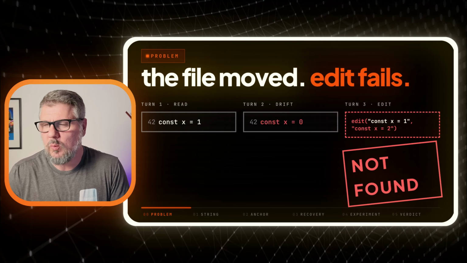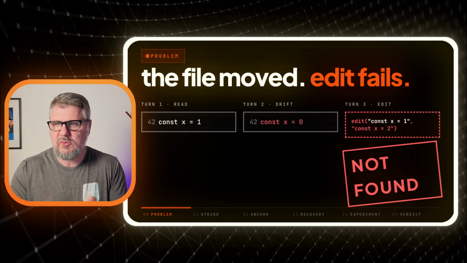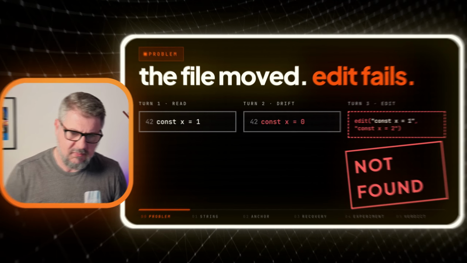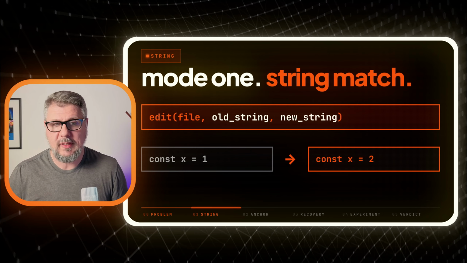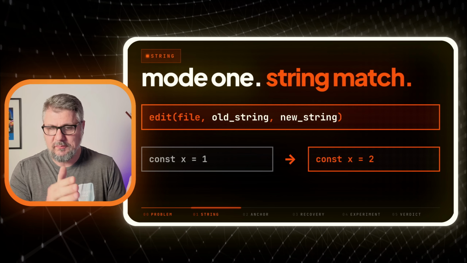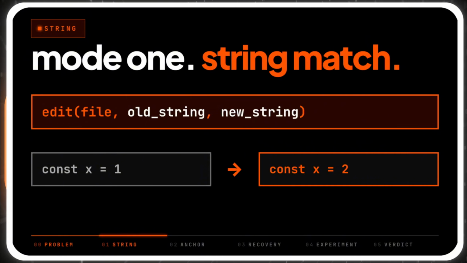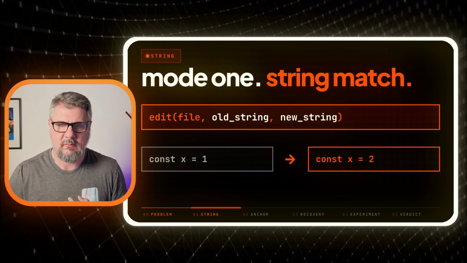And it doesn't really understand what went wrong, right? So if you have drift, it's going to fail to do edits. As you can see here, the typical tool is edit, file, old string, new string. So x equal 1, I want you to say x equal 2. Yay. All right.